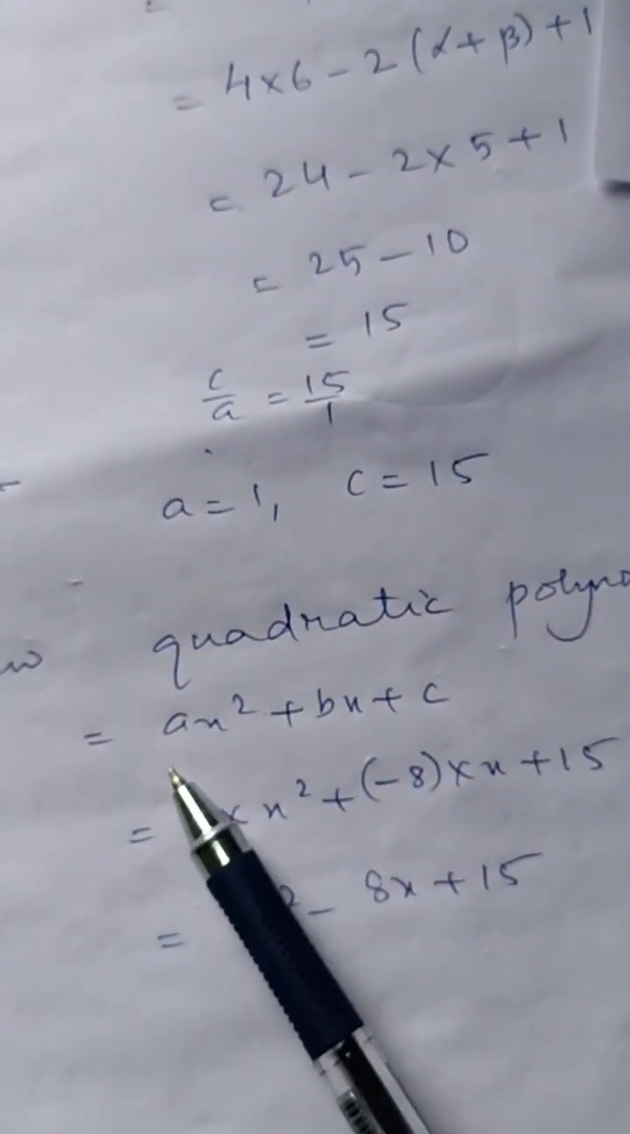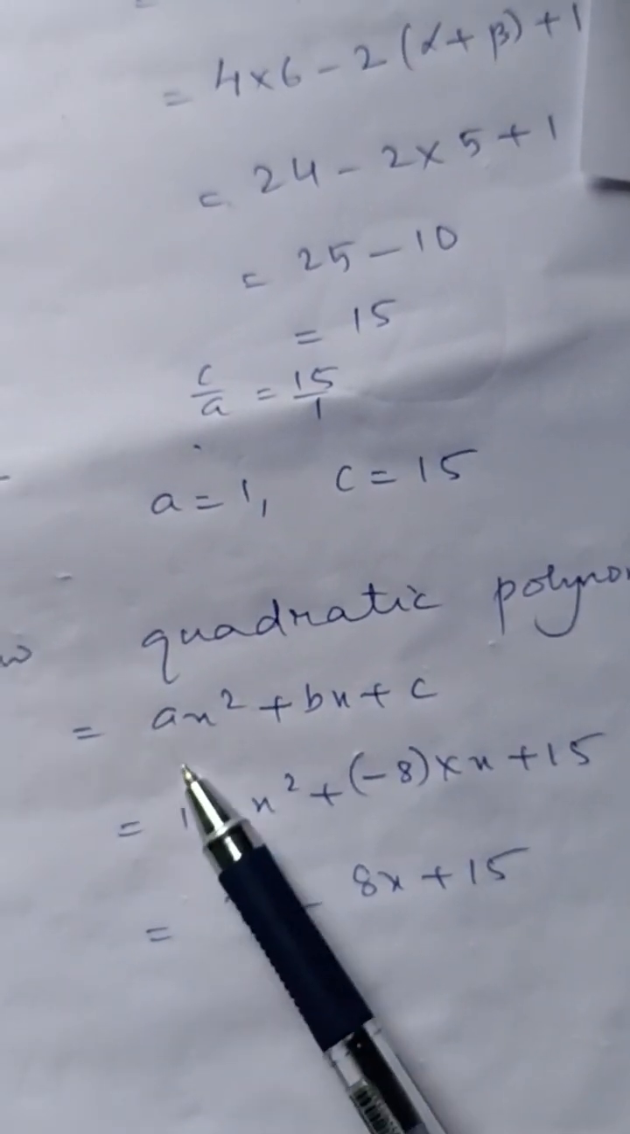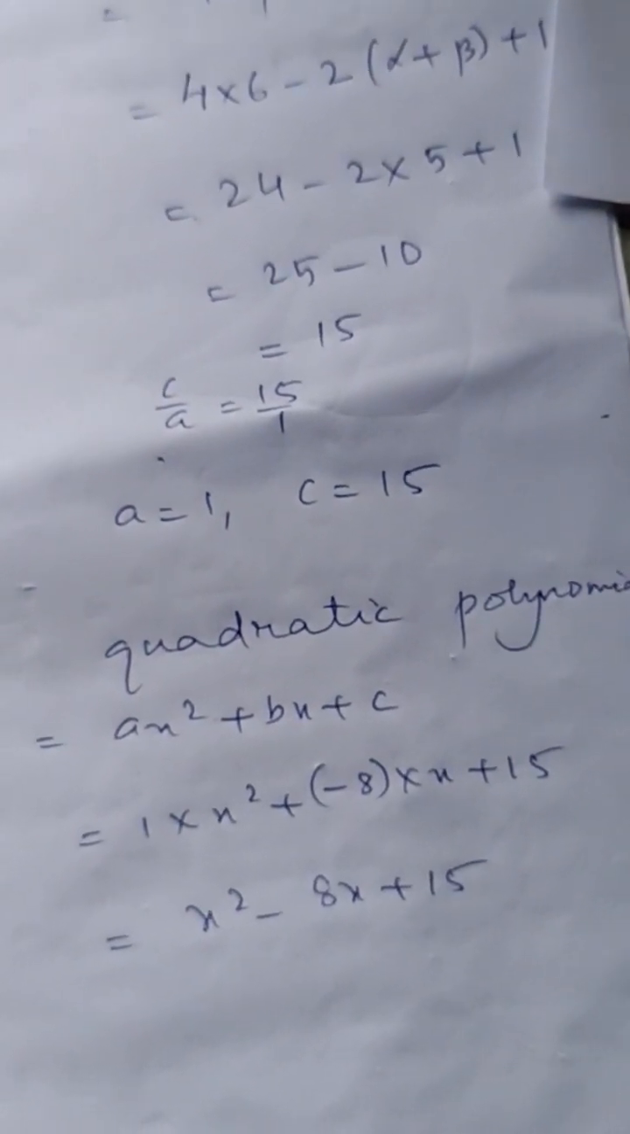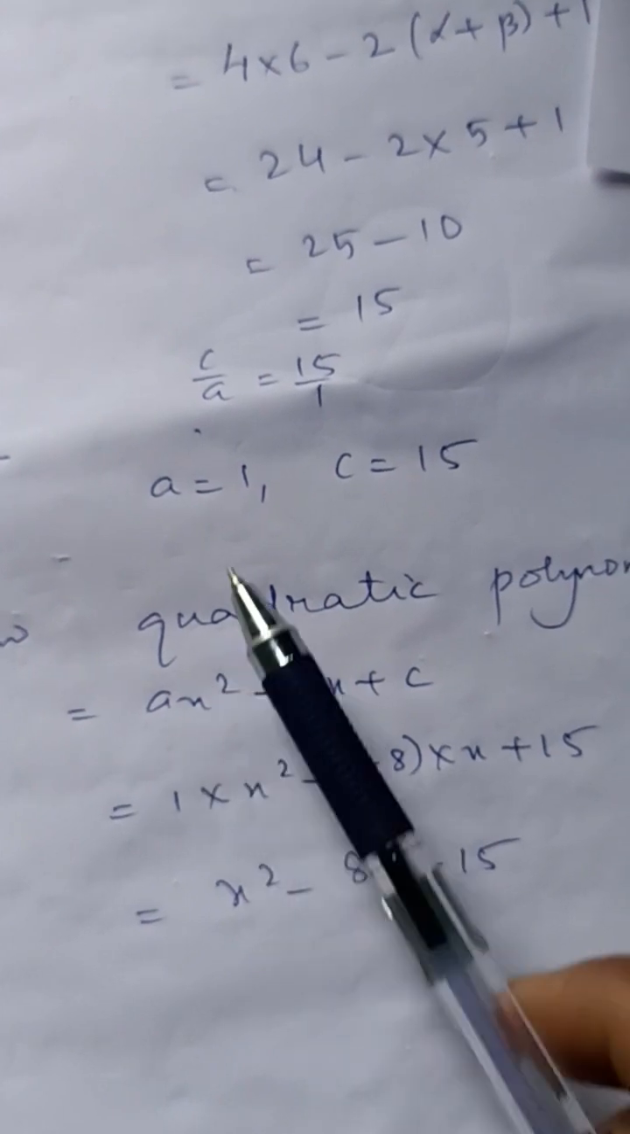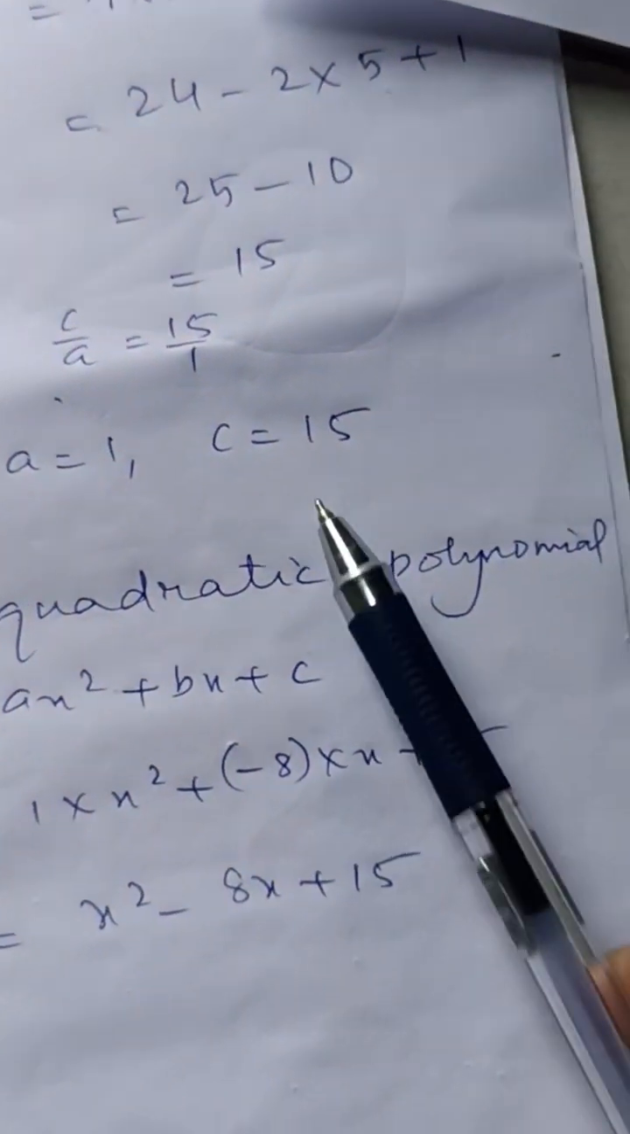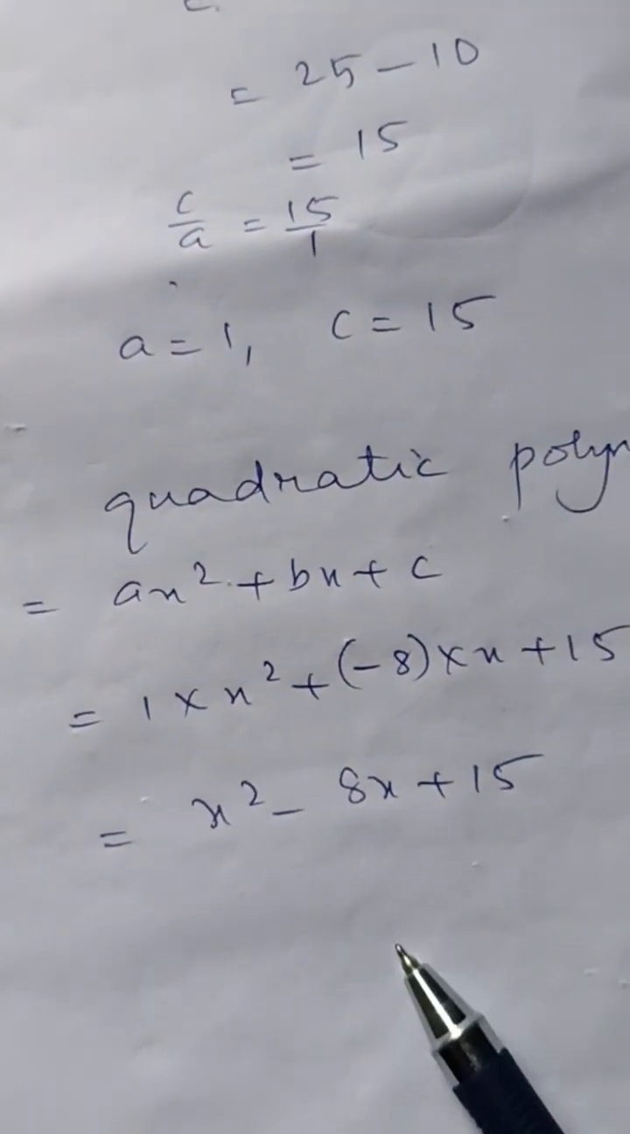So we write, therefore, the new quadratic polynomial is equal to, this is the standard form of a quadratic polynomial, ax squared plus bx plus c. Use the value of a, which is 1, the b value we have calculated from here, which is minus 8, and the c value is from here, which is 15. Then you simplify, you will get this answer.